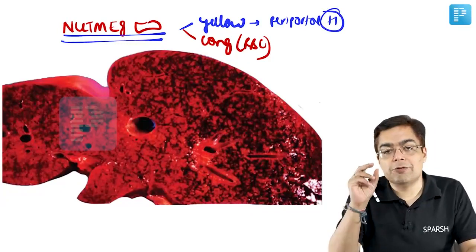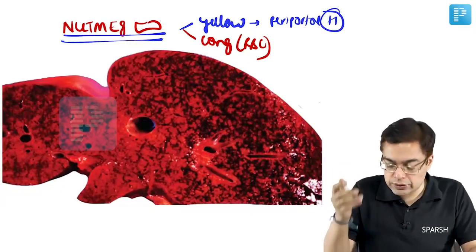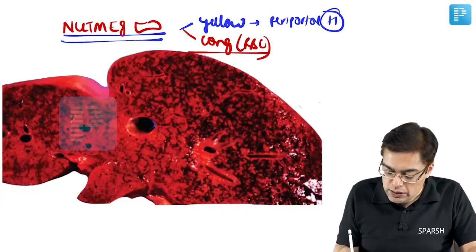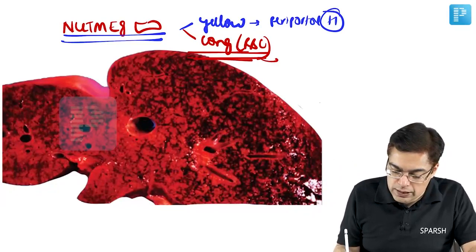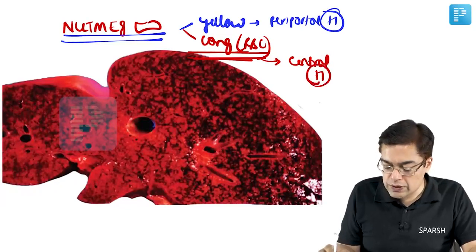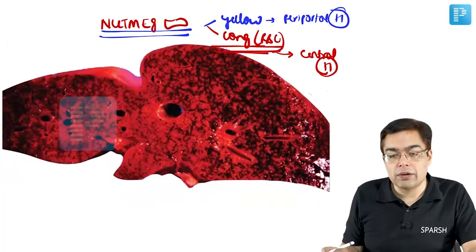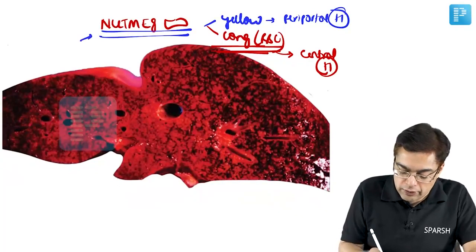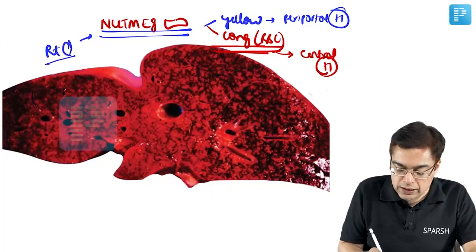So the yellowish area, which is the viable cells, is the periportal hepatocytes, whereas the congested ones, which have the presence of RBCs, involve the central hepatocytes. Now this condition, the nutmeg liver, is particularly seen whenever an individual is suffering from right-sided cardiac failure.